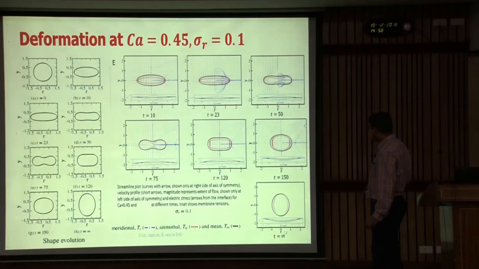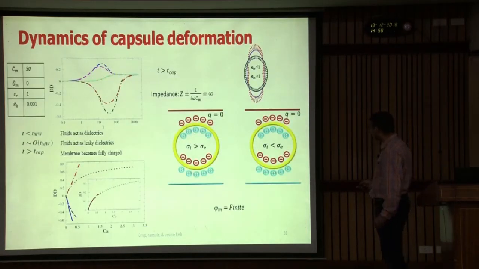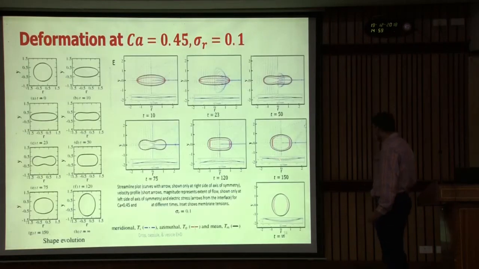In the meantime, the membrane is discharging, and we know that when the membrane gets completely charged, you would have a strong compressive stress at the poles. So this is what it's finally heading to. In the intermediate stage, we have compressive stress at the equator and compressive stress at the poles, which leads to this square cylinder shape. And then it relaxes back.